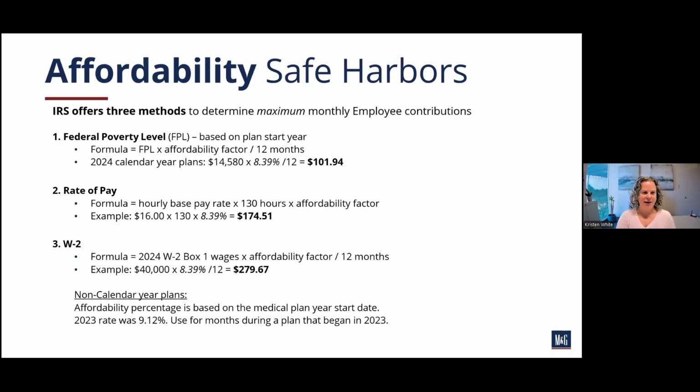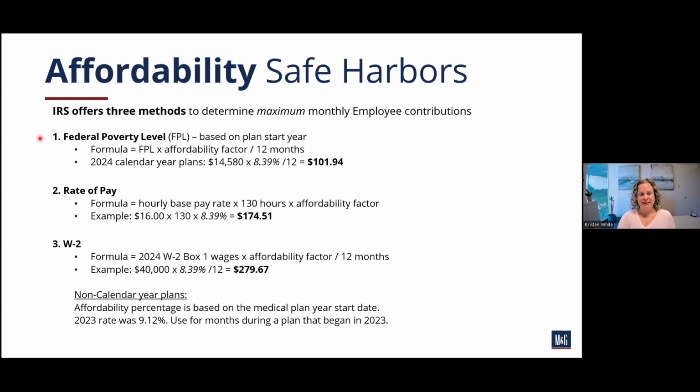Okay, we talked about affordability safe harbors. So IRS gives us 3 different options to make our plans affordable. Affordable meaning this is the maximum monthly that you can charge employees. Again, not based on which plan they elected, but just the lowest cost employee only coverage tier you're offering to employees. Our first one, federal poverty level.